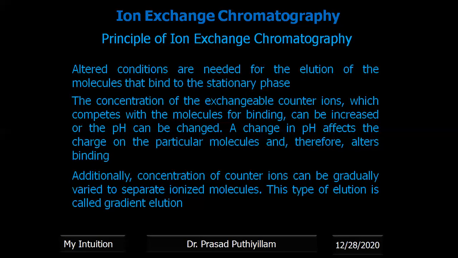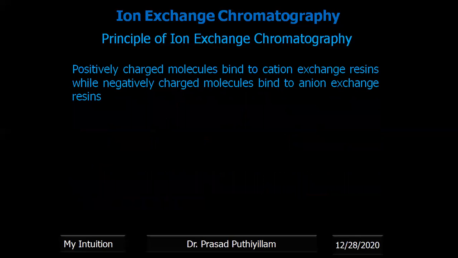Additionally, the concentration of counter ion can be gradually varied to separate ionized molecules. This type of elution is called gradient elution. Gradient is something related to the concentration. So by varying the concentration and maintaining the conditions, we can separate ions. That particular type of ion exchange chromatography is known as the gradient elution type. Positively charged molecules bind to cation exchange resin, and negatively charged molecules will bind to anion exchange resin. So the representation is given here.